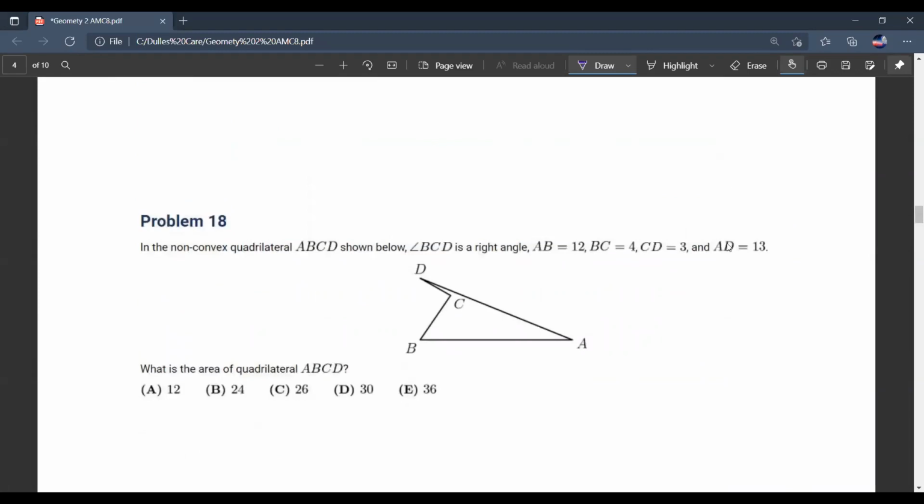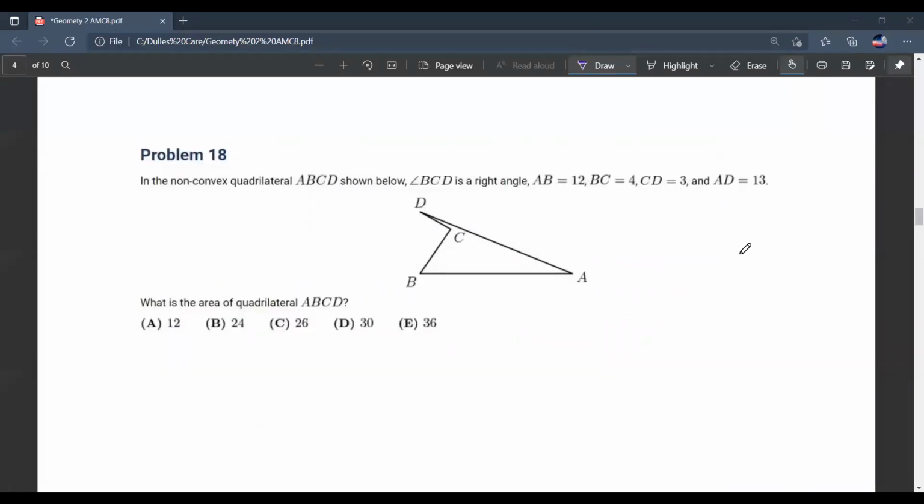In the convex quadrilateral ABCD, we have BCD is a right angle. AB is equal to 12, BC equals 4, CD equals 3, and AD equals 13. So find the area of quadrilateral ABCD.